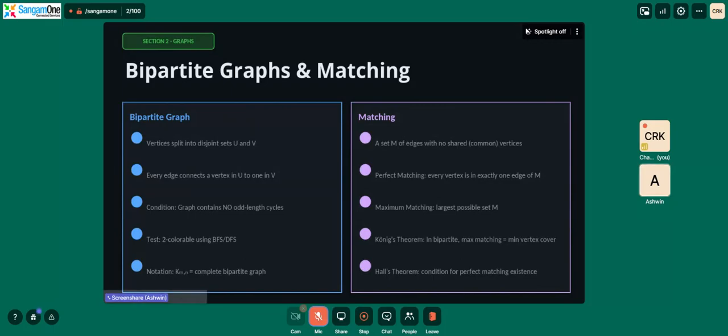Whereas matching is a set M of edges with no shared vertices. Perfect matching is where every vertex is covered by exactly one edge of M. Maximum matching is the largest possible set M. This is König's theorem: in a bipartite graph, maximum matching equals minimum vertex cover. If there is a max matching, the minimum vertex cover will be minimum. Hall's theorem is the condition for perfect matching existence.